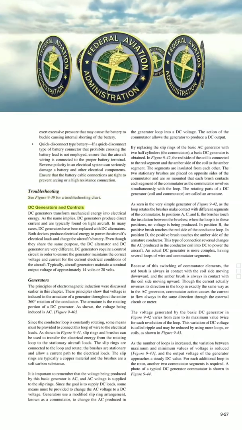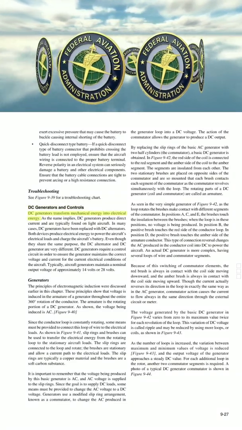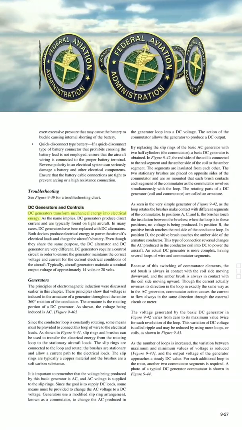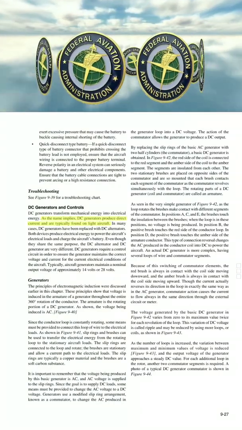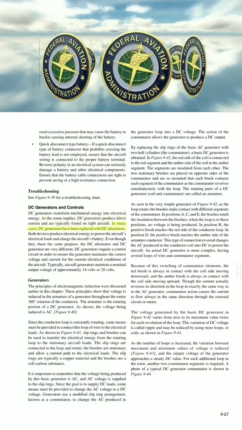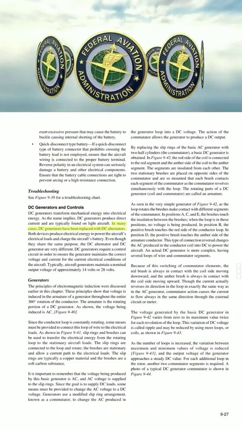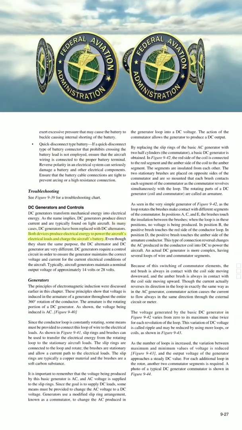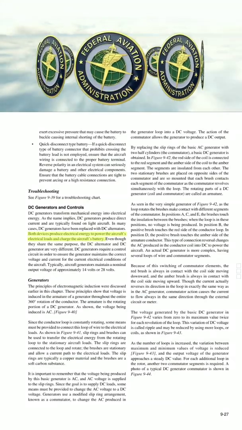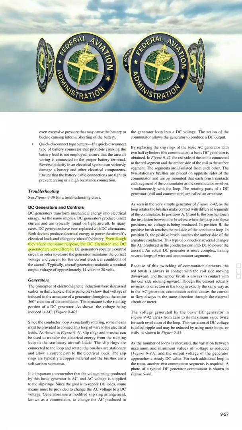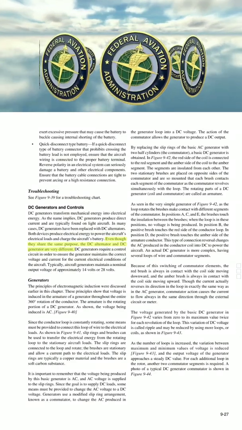DC generators and controls. DC generators transform mechanical energy into electrical energy. As the name implies, DC generators produce direct current and are typically found on light aircraft. In many cases, DC generators have been replaced with DC alternators. Both devices produce electrical energy to power the aircraft's electrical loads and charge the aircraft's battery. Even though they share the same purpose, the DC alternator and DC generator are very different.